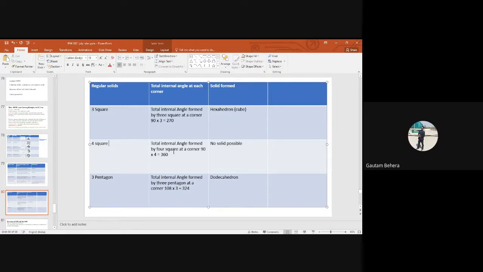Now pentagon. A pentagon has 5 edges. So 3 pentagons. The total internal angle formed by the 3 pentagons at a corner will be, in a pentagon the angle is 108. So it will be 108 into 3, that is 324. So a solid will form, and that is the dodecahedron.